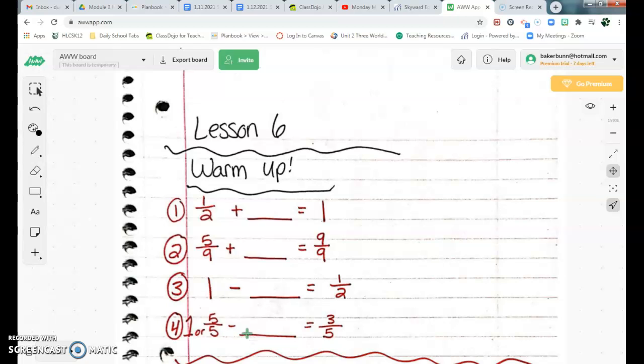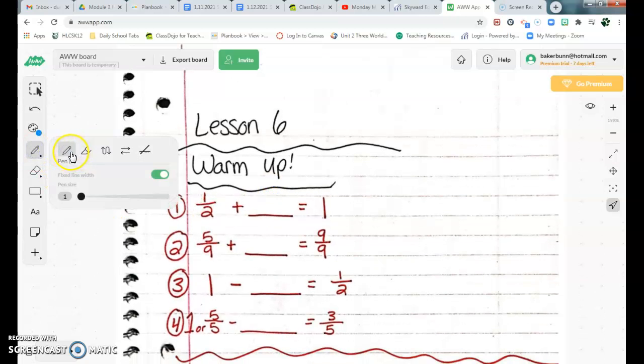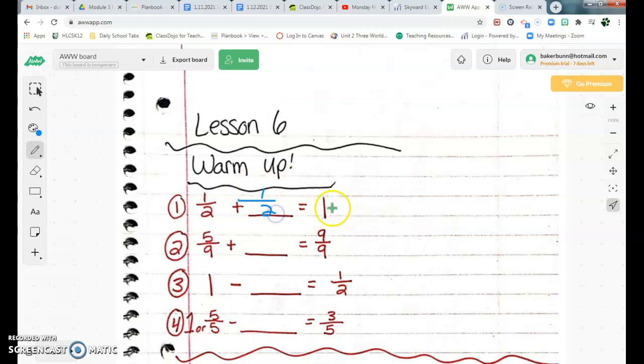Alright guys, hopefully you went through and answered these on your own first. Starting off with number 1. 1/2 plus 1/2. Oop, I gotta click my pen there. 1/2 plus another 1/2 is going to get me 1 whole. 5/9 plus what is 9/9? I know my denominator is going to stay the same as 9, and I know 5 plus 4 is equal to 9. So 5/9 plus 4/9 is 9/9.